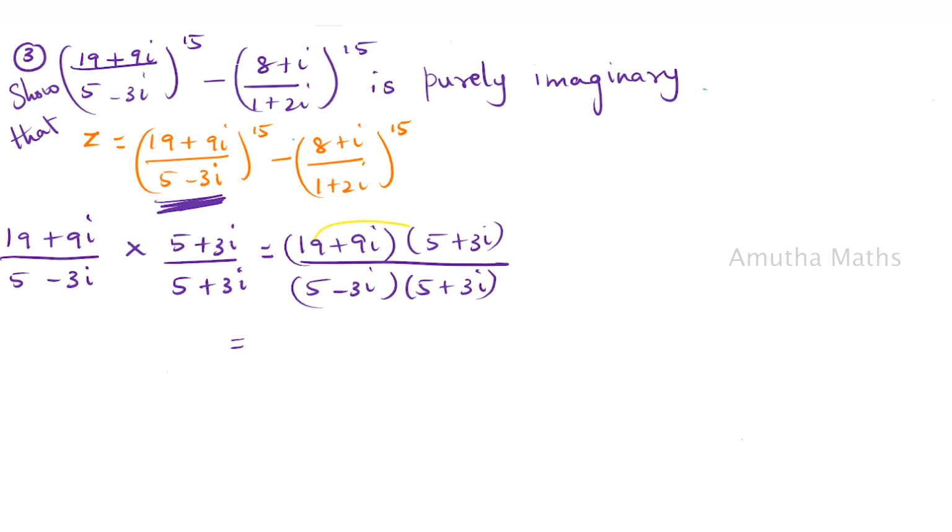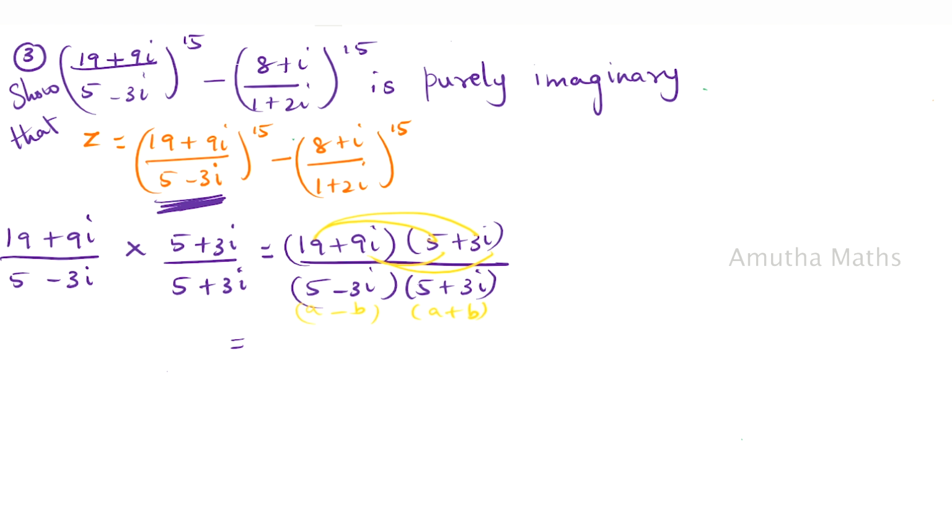So we have to multiply this 19 into this, then 9 into this and this one. Okay. So this is actually a minus b into a plus b. So a plus b into a minus b is a square minus b square.